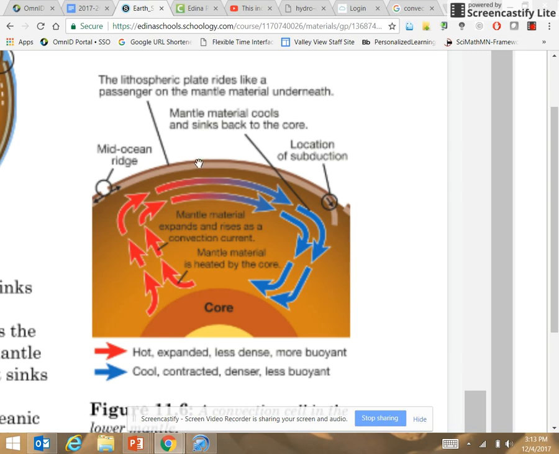And notice that the plate movement matches the current underneath it. So if people draw this differently, if you had drawn your current going counterclockwise here, then you should label your plate going to the left. So just make sure your current and your plate move the same direction.